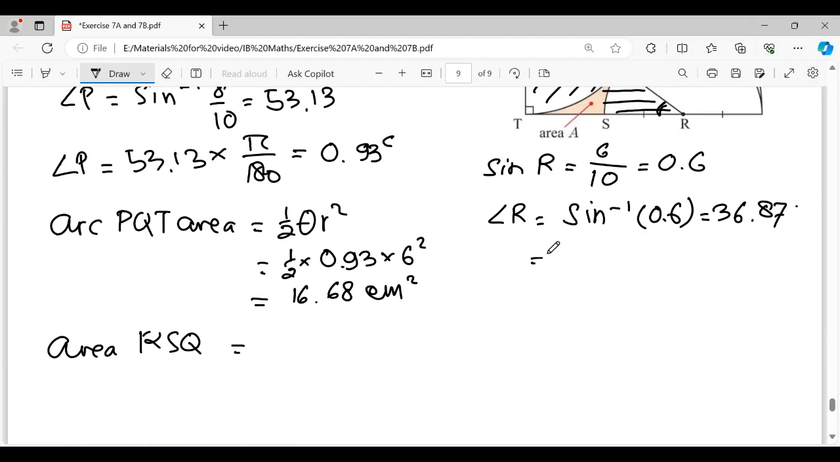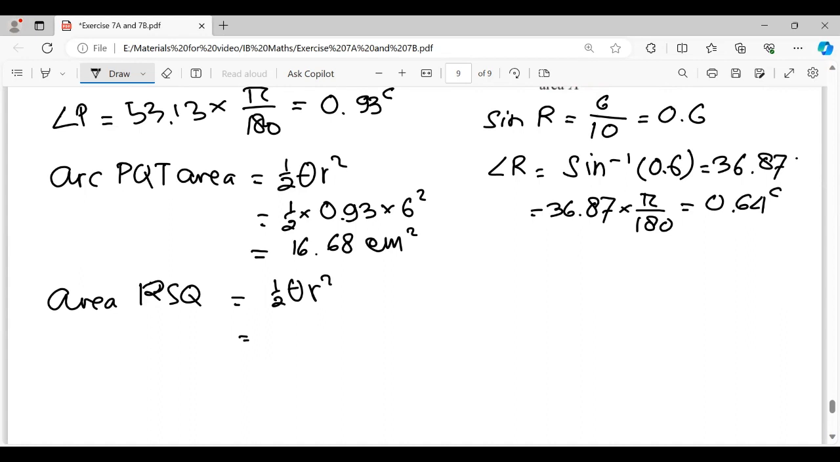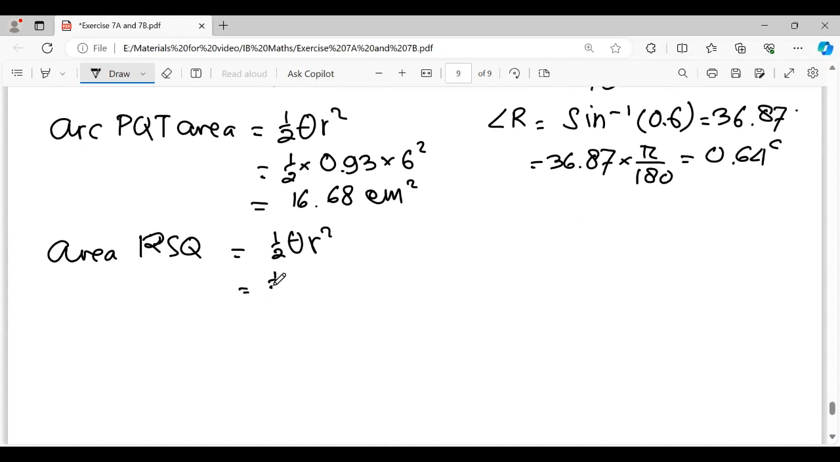Angle R converted to radians becomes 36.87 times pi over 180, which becomes 0.64 radians. Okay, so it means area RSQ is half times theta times r squared, so it equals half times 0.64 times 4 squared, 16. And with the calculator we found 5.15 centimeters squared.